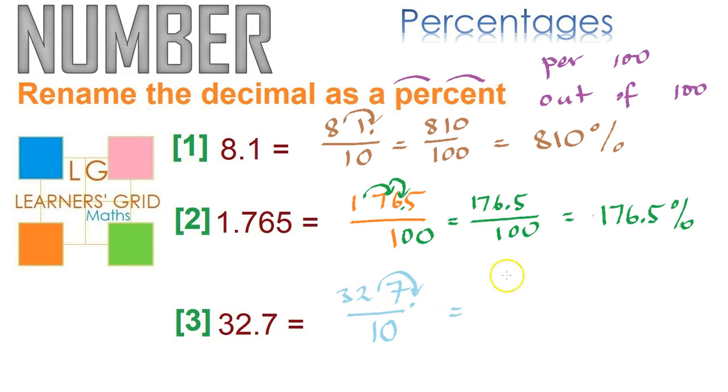But I need to go, and now what have I got? Let's just have a look at what I've got. Tidy it all up. 327 over 10. I do need it to be out of 100, so multiply by 10, multiply by 10. And now it is out of 100, right? So the percentage is 3270%. All done.